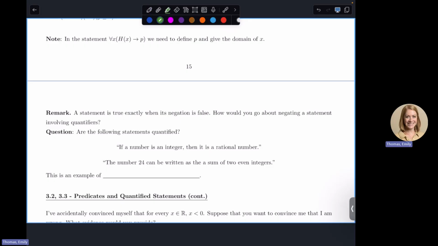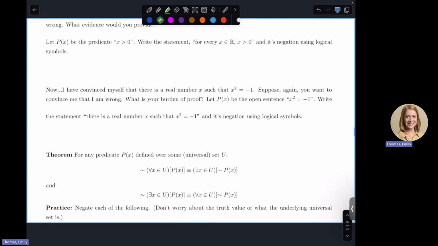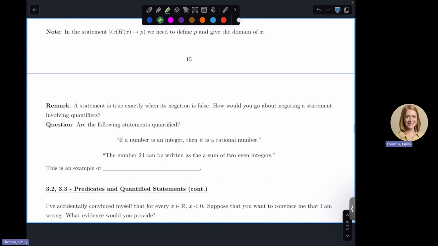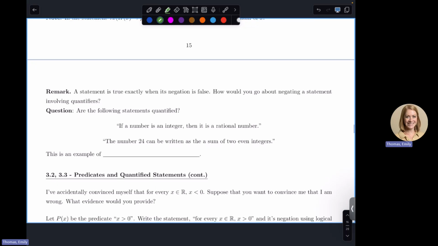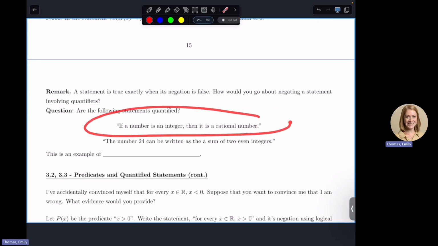We're going to talk about negating quantifiers here in 3.2 and 3, but we'll do that soon. But the first thing I want to ask you is, are these quantified? So read this. If a number is an integer, then it's a rational number. And the second one is the number 24 can be written as the sum of 2 even integers. They don't read like they're quantified statements, right? But they are.